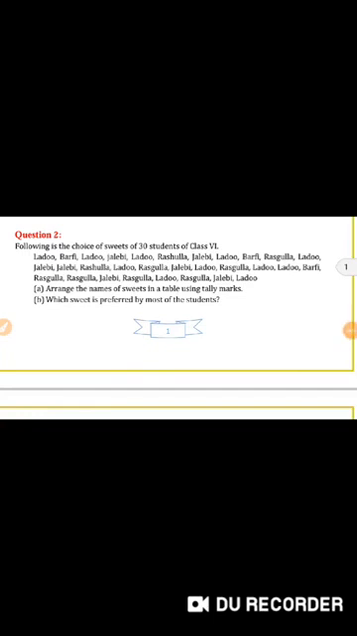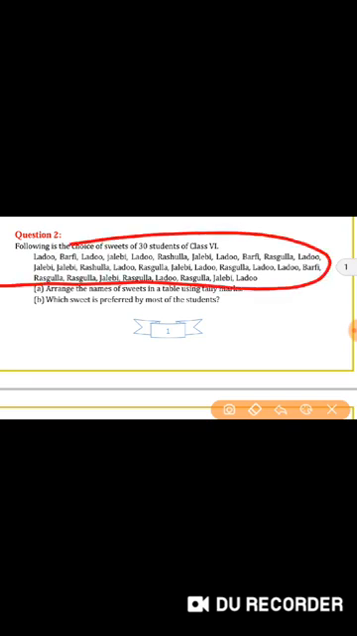So second question here: the following is the choice of sweets of 30 students of class 6. Laddu, barfi, laddu, jalebi, like this. That means the first student chose a laddu, the second barfi, the third one laddu, like that. If this is the case, we cannot count how many there are.